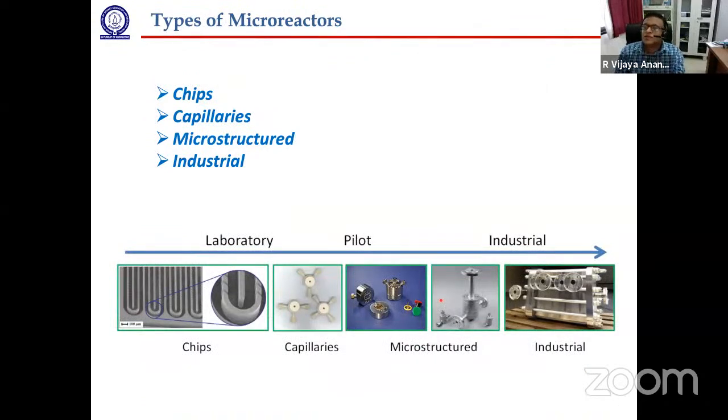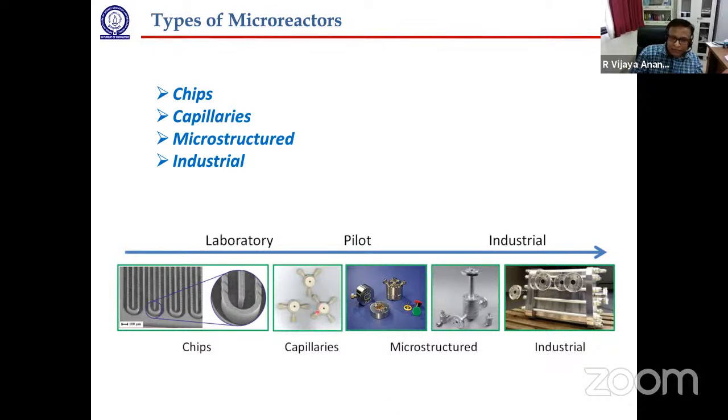All right. So what are the different types of microreactor in the market? There are several types: chip-based microreactors, capillaries, microstructured, and industrial. Whatever we use in the lab is based on chip-based microreactors, or in some cases capillaries. I already told you how the reaction takes place in the chip. In capillaries, you have two inlets, the reaction takes place, and you get an outlet here.